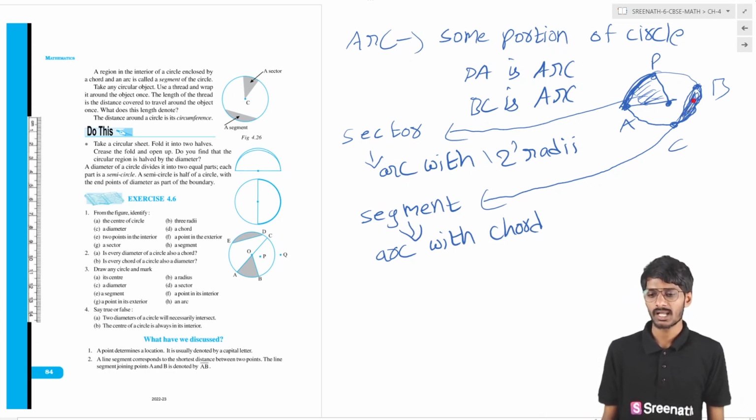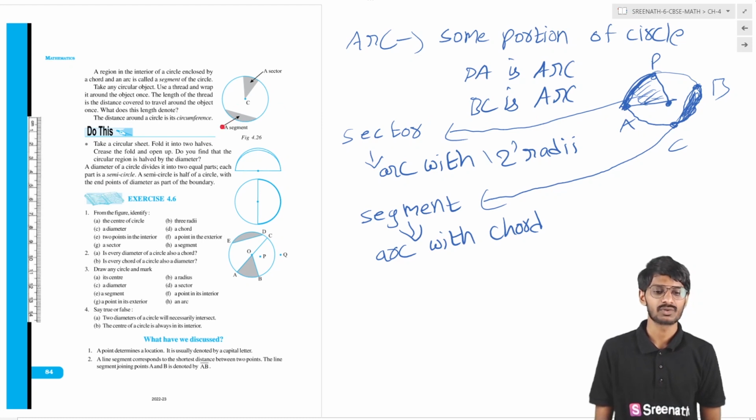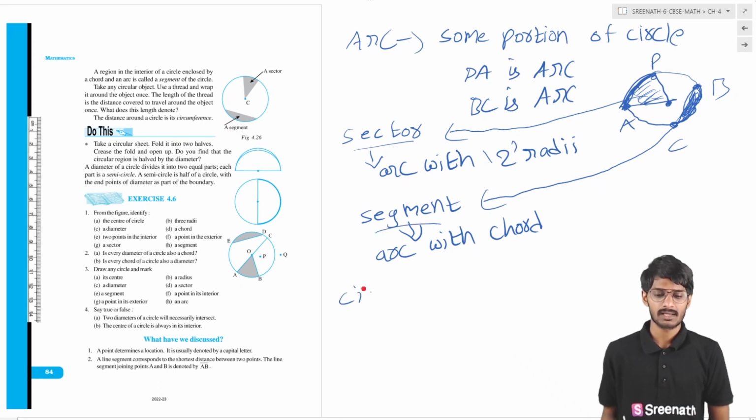This shaded area is called a segment. So this is the arc here. BC is the arc and there is the BC chord also. So this is the segment here, friends. So that is segment. And the distance around a circle is called circumference. Then what is circumference?